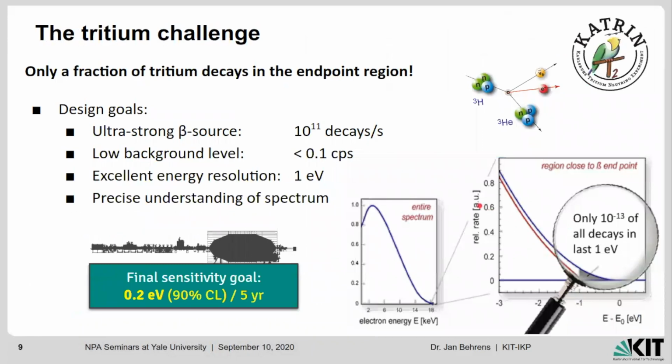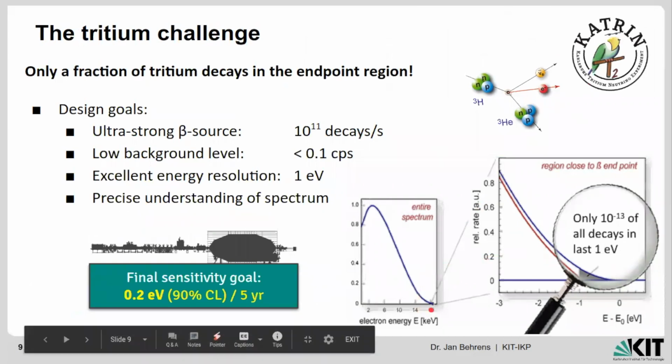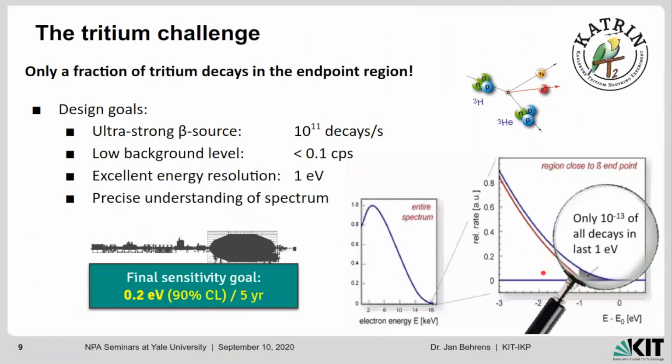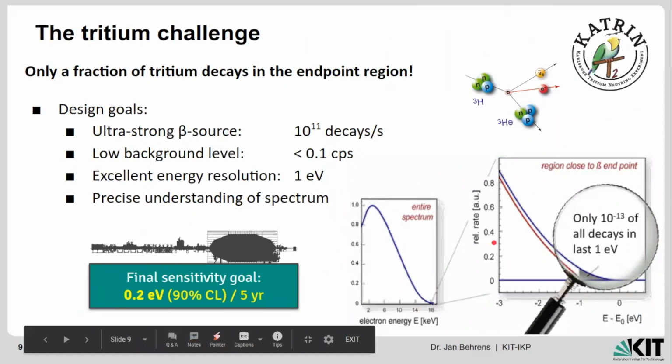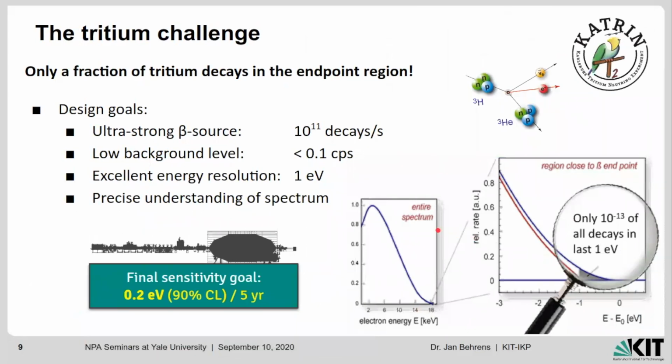Now, the measurement of tritium beta decay is a challenge because only a fraction of tritium decays is in the endpoint region. And this is shown here. Again, in the spectrum, if you look close to the endpoint, you see that the majority of decays is actually at much lower energies, and only about 10 to the minus 13 of all decays is in the last eV. And then if we want to measure in that region, we have to take a few steps to get there.